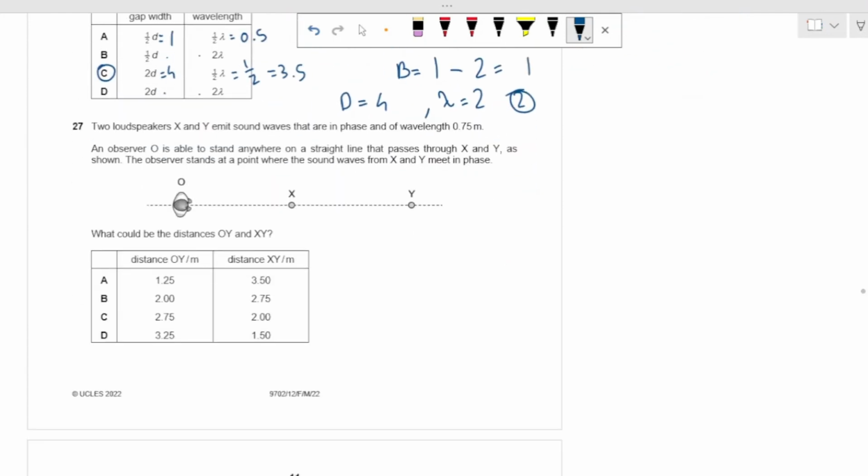Question 27. Two loudspeakers X and Y emit sound waves that are in phase and of wavelength 0.75 meters. An observer O is able to stand anywhere on a straight line that passes through X and Y as shown. The observer stands at a point where the sound waves from X and Y meet in phase.